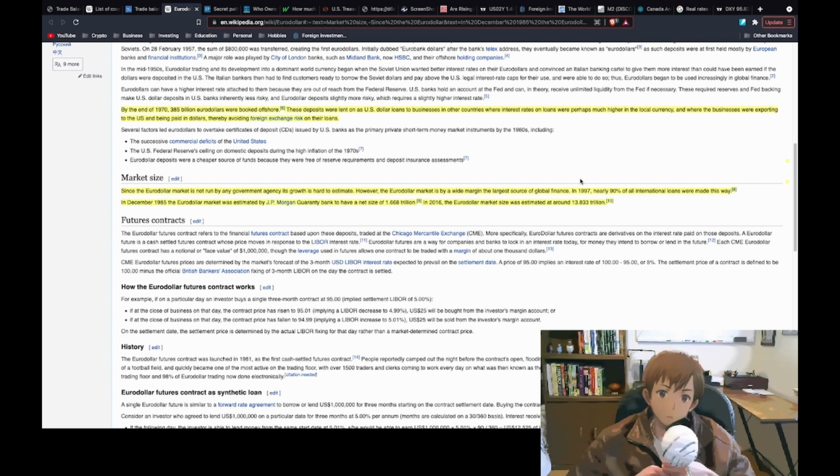So if these foreigners decide to rotate out of United States mega cap tech stocks and decide to try to rebalance their portfolios and other assets, that would bring a lot of dollars from the United States back overseas into the Eurodollar market and reduce demand for the dollar and be a headwind for the dollar going forward.